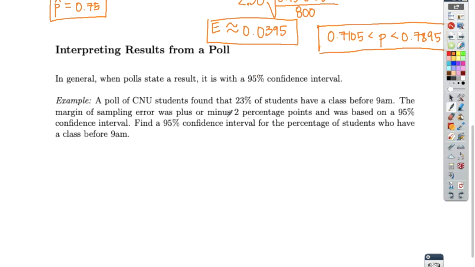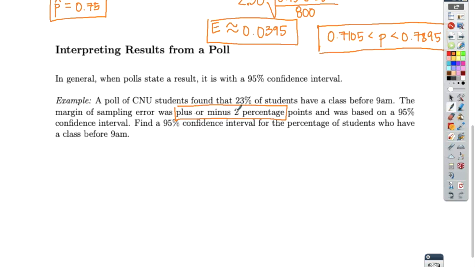Usually in the problem, they'll give you a margin of error, based on your 95% confidence interval. As an example, a poll of CNU students found that 23% of students have a class before 9 a.m., back when we had classes. The margin of sampling error was plus or minus 2 percentage points and was based on a 95% confidence interval. Plus or minus 2 percentage points, that's important. Find a 95% confidence interval for the percentage of students who have a class before 9 a.m.